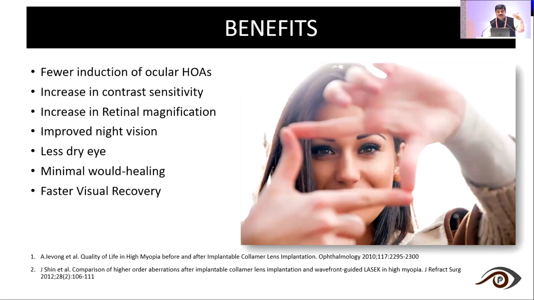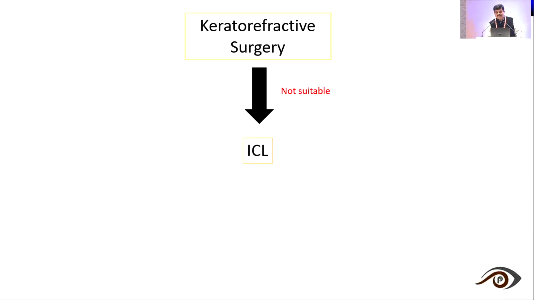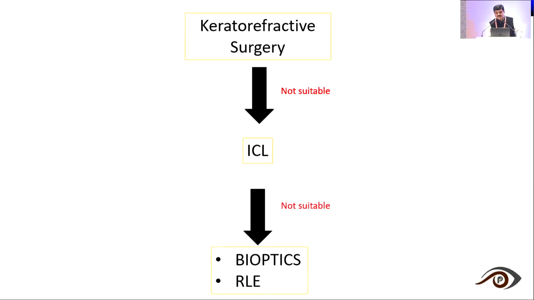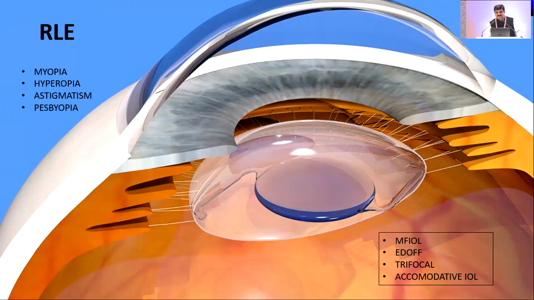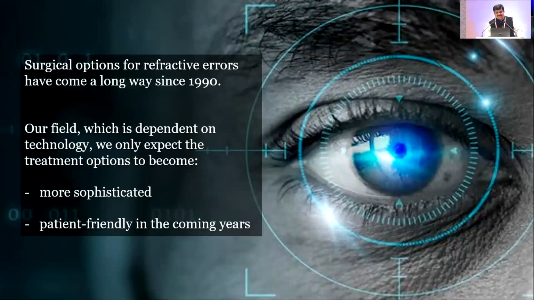These are a few advantages of phakic lenses: fewer induced higher order aberrations, improved night vision quality, less dry eye, minimal wound healing and faster visual recovery. If keratorefractive surgery is not suitable, or ICL, then you can opt for bioptics or refractive lens surgeries. Bioptics is a combination of laser and lenses. If the patient is still not fit, then you need to think about refractive lens exchange. Surgical options for refractive error have come a long way since 1990, and are more sophisticated and patient friendly in coming years.